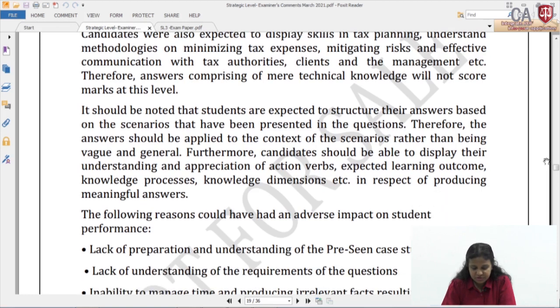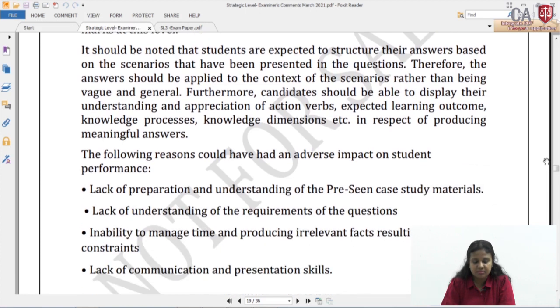Okay, the following reasons could have had an adverse impact on student performance. These four bullets you should avoid in your examination. Lack of preparation and understanding of the pre-seen case study material. You should understand it clearly. It's your company till the end of the examination. Anything that happens to your company is under your responsibilities and duties.